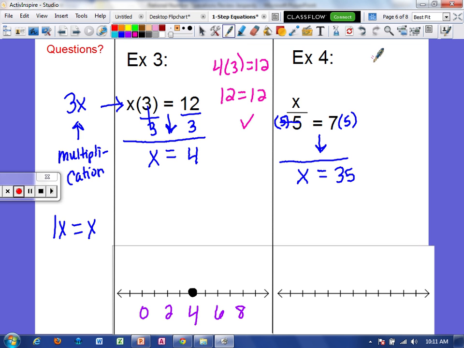Now I'm going to check. So if x is 35, then 35 divided by 5 should equal 7. 35 divided by 5 is 7. The left and right side are equal, so that checks out. And now we are going to graph it. So my answer is 35, so I'm going to put a 35 here, and I'll just go by 2's. And then I'm going to put a filled in dot at 35, and that shows that x equals 35.